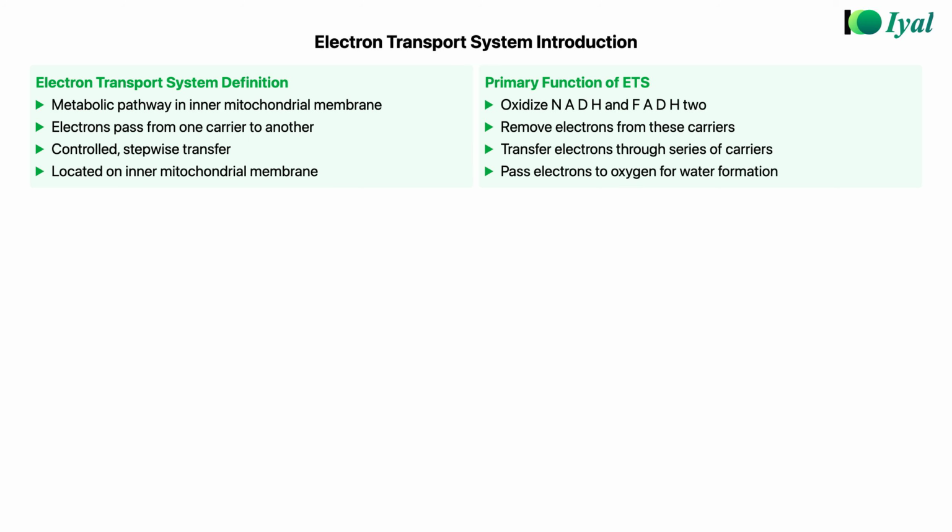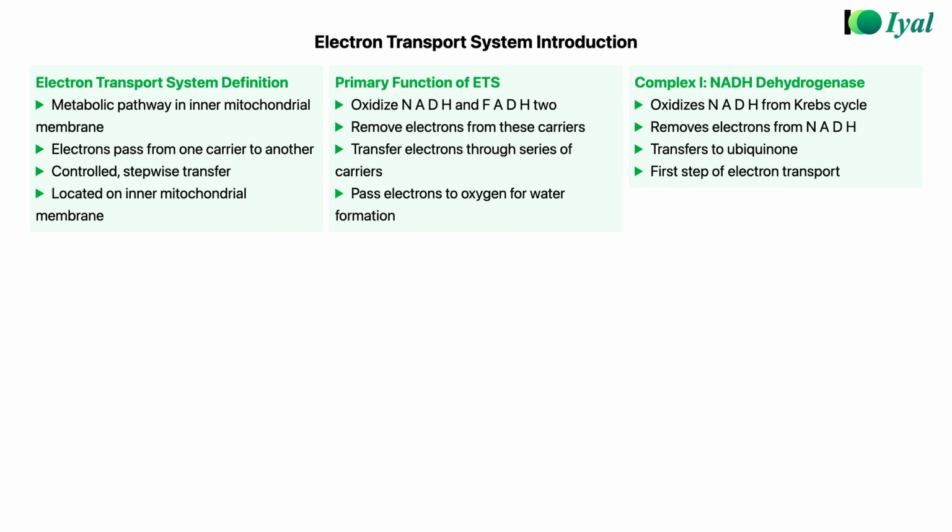What does the ETS do? It takes the NADH and FADH2 molecules that were loaded with electrons from glucose oxidation. It removes those electrons. It passes those electrons through a chain of carriers. Each carrier passes the electron to the next carrier at a lower energy level. Eventually, at the end, the electrons reach oxygen. Oxygen accepts them and becomes reduced to water. Simple flow. Electrons travel down the chain, reach oxygen, combine with hydrogen to form water. But during this journey, something very important happens. Energy is captured.